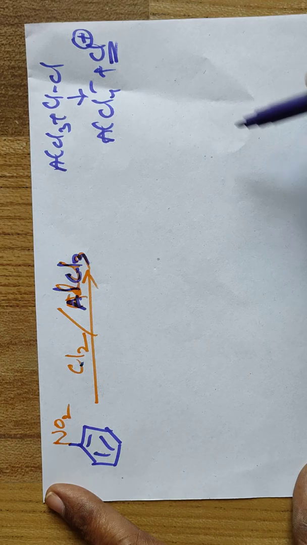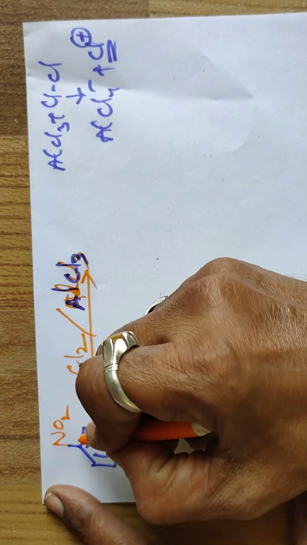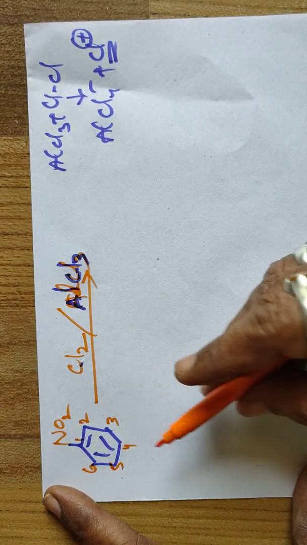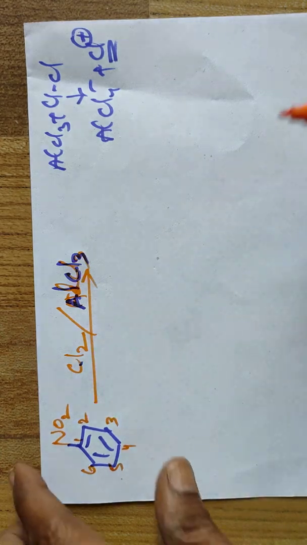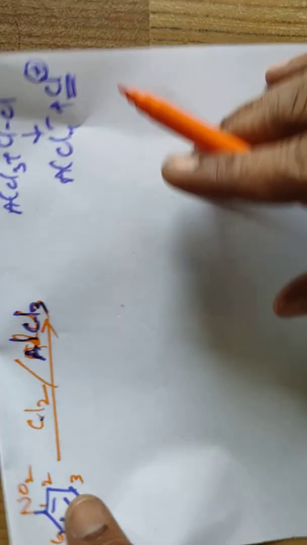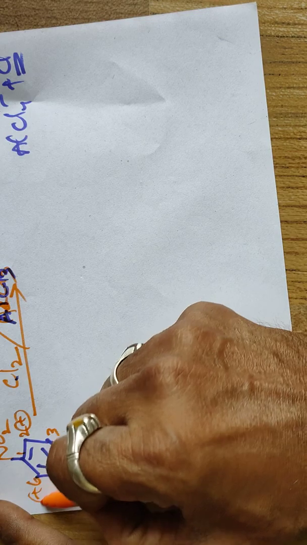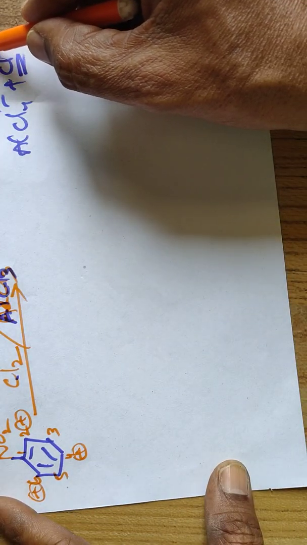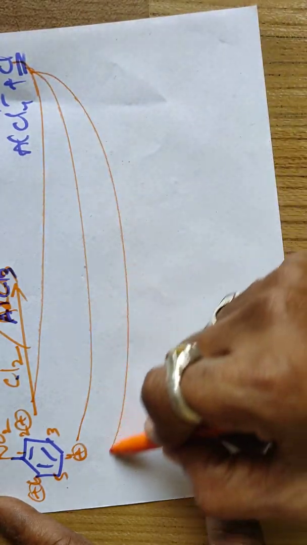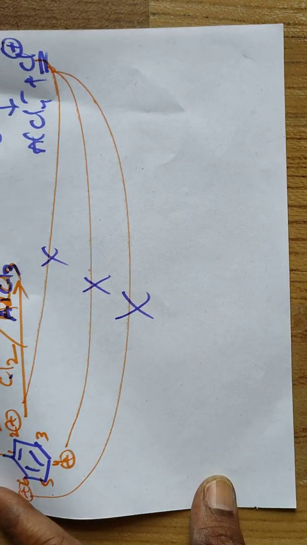This Cl plus attacks which position? Yes, this is number 1 carbon for your better understanding: 2, 3, 4, 5, 6. In this case, the second carbon, fourth carbon and sixth carbon have positive charge. So here positive charge, here positive charge, here positive charge. Therefore this Cl plus cannot attack on these positive charges. Okay, these are not permitted. Then what is the correct one?